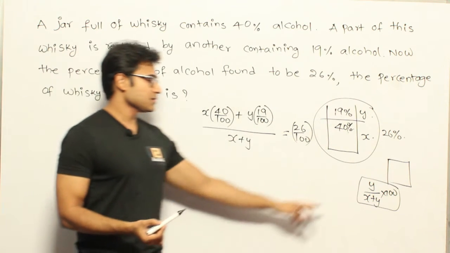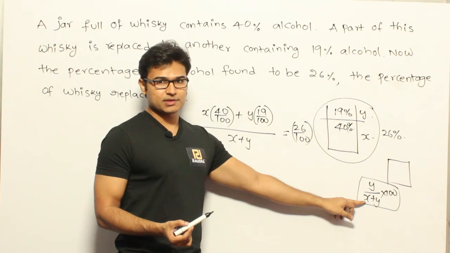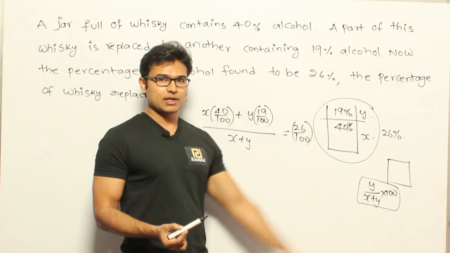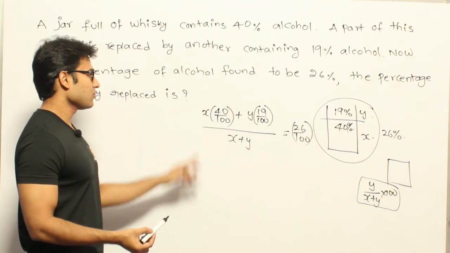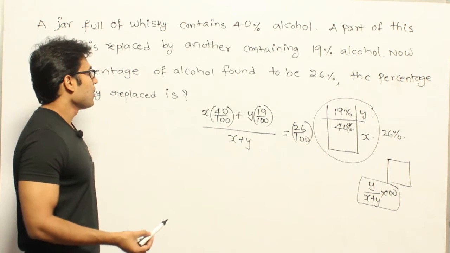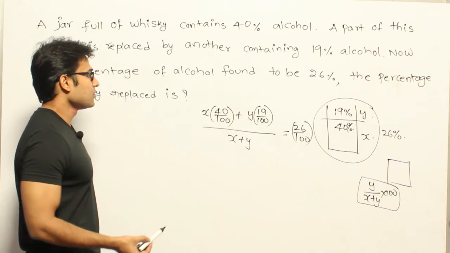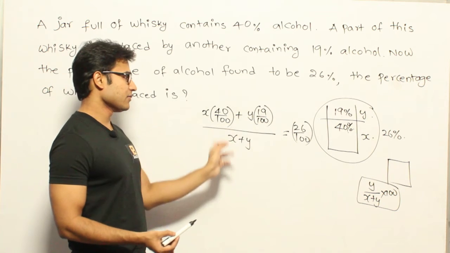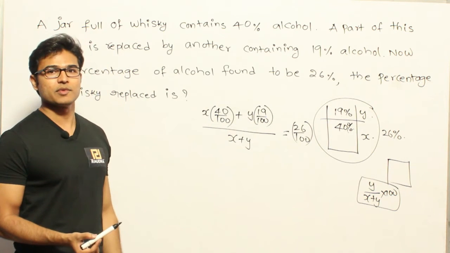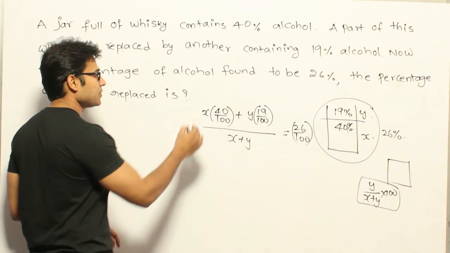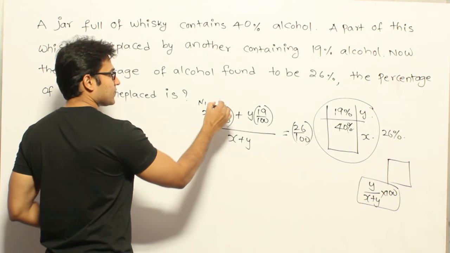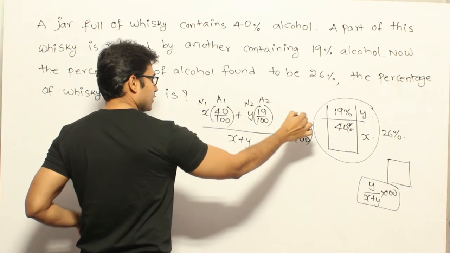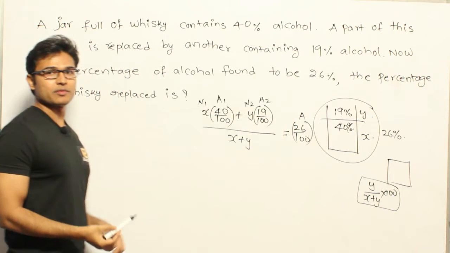Now to answer this, if you can find the ratio between X and Y, I can write it as 1 by X by Y plus 1 into 100. So I have to find the ratio between X and Y. If you observe this entire equation, it is as if it is in the Alligation formula. So you can assume that this one is N1, this one is A1, this one is N2, this one is A2, and this one is A in that Alligation formula.